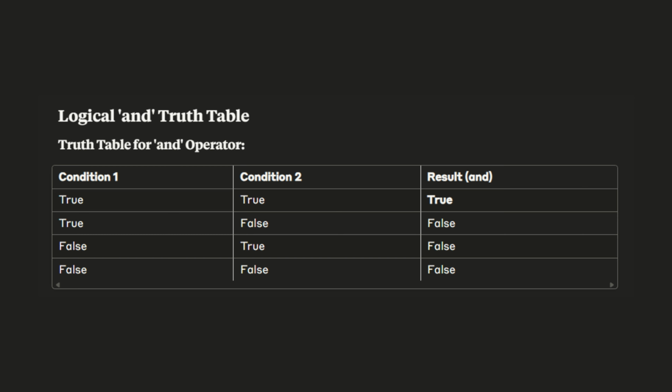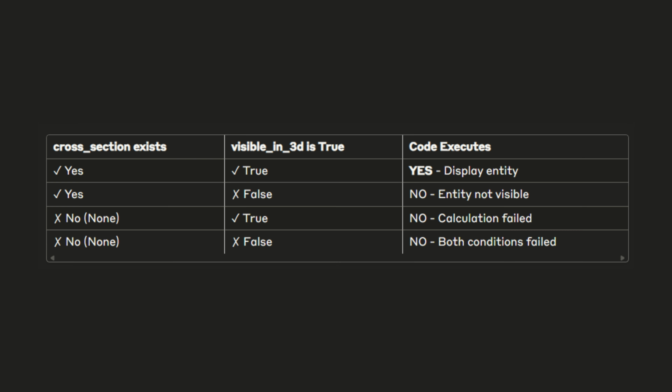There's a logical AND truth table. You can see it on the screen. True and true equals true. Both conditions are met. Execute code. True and false equals false. Second condition fails, skip the code. False and true equals false. First condition fails, skip the code. False and false equals false. Both conditions fail, skip the code.